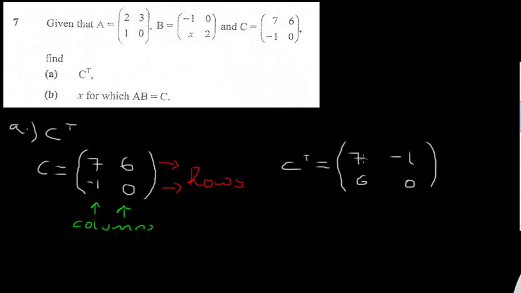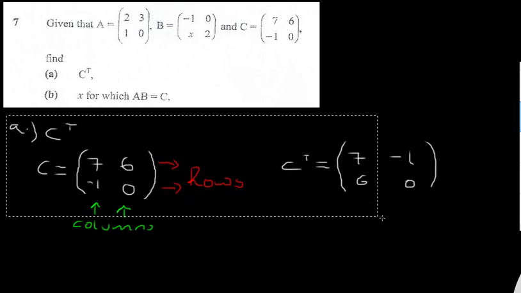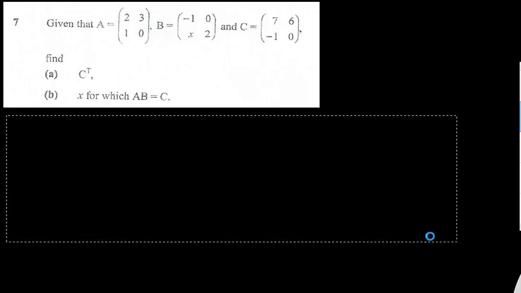So if you've noticed, the rows that we had were 7 and 6 and -1, 0. The rows have now become the columns. And the columns that we had, 7, -1, 6, 0, have now become the rows. And that is that about transposing matrices. Nothing so difficult about it. And we can go on to the second part of the question, which might be seen as a bit more involving than the first part.